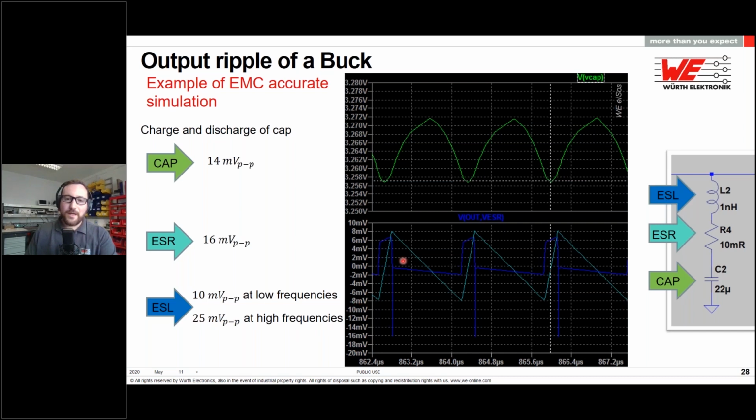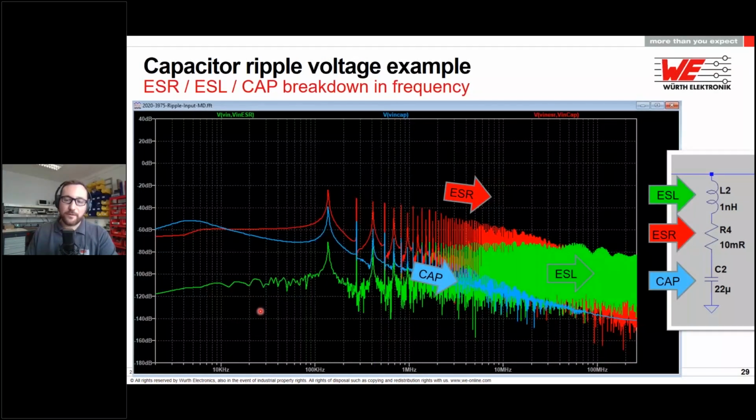So let's have a look at what it looks like in frequency. This is the FFT of the individual contribution. This gives you a very good example of what could actually happen in the output ripple of a buck, in the ripple that you're feeding into a capacitor. This is very simple with LTSPICE because I take only the voltage and I do the FFT. As you can see, when the frequency is rising, around 100 megahertz, we see that the ESL value makes a dominant contribution to the EMC disturbances.